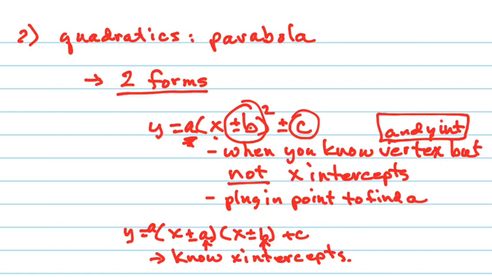Okay. So it just depends on what information you know. If you know the vertex, then you use the one with the squared. If you know the intercepts, then you use the one with the 2 brackets, because there are 2 intercepts, right? Depends on which thing you can read. And then you can plug in a point to work it out to solve the equation for the rest of them.